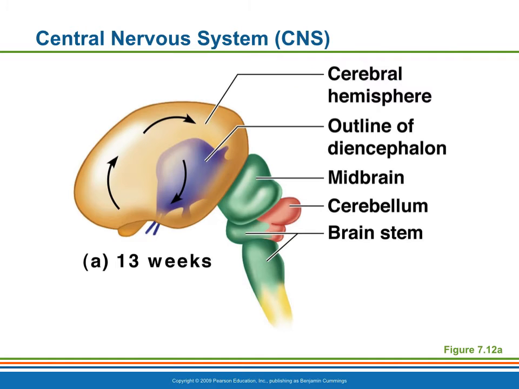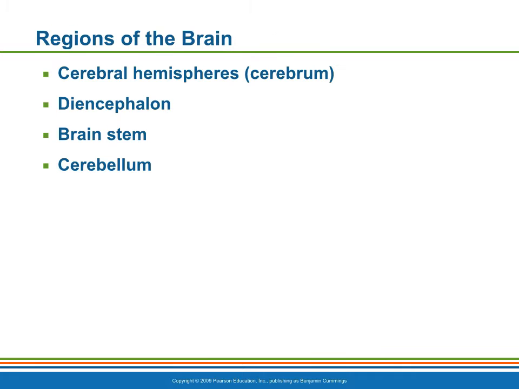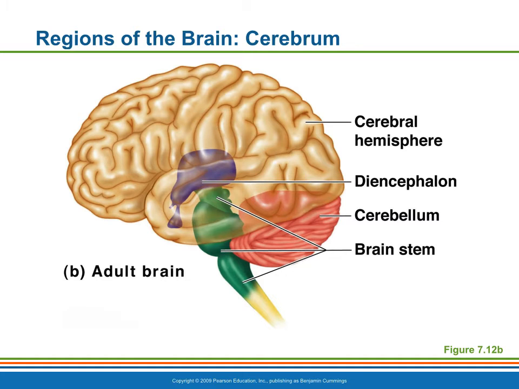Now, in the developing brain, the cerebral hemispheres initially are smooth, and are forced to grow over the other brain regions by the bones of the skull. The brain is divided into regions: the cerebrum, the diencephalon, the brain stem, and the cerebellum. In the adult brain, the cerebrum encloses the diencephalon and the superior portion of the brain stem.